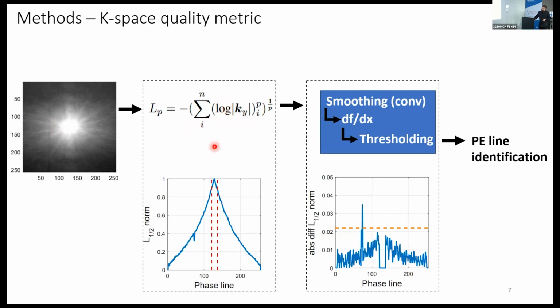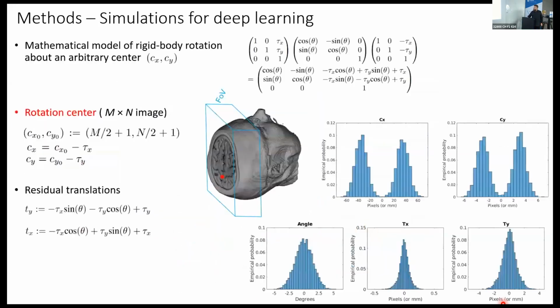We just take the logarithm of each line, and we compute a norm, and then with traditional signal processing methods, smoothing, discrete derivatives, and thresholding, we're able to give a score to an acquisition. And so this allows us to identify motion-corrupted acquisitions from motion-free acquisitions, which we use for simulations.